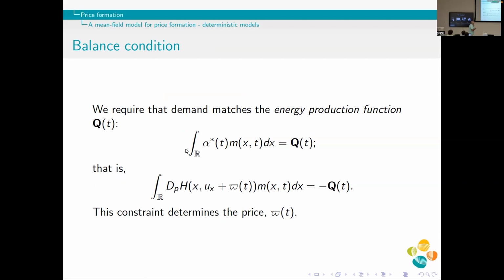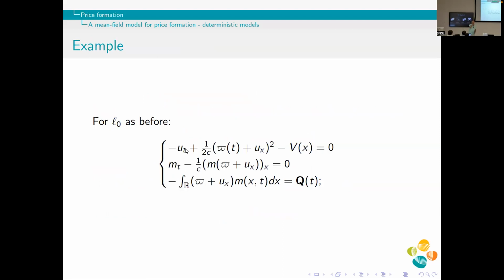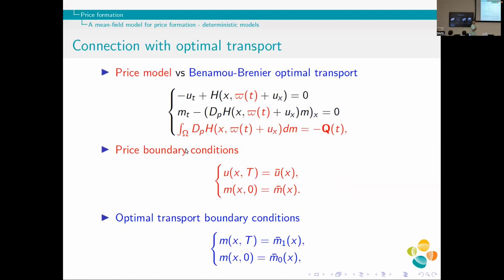And then the last constraint is that, well, you have an optimal trading rate, but you aggregate the trading rates and you require that demand matches supply. So the model that we get in the example is exactly a system of a Hamilton-Jacobi equation, transport equation, together with an integral constraint, and this is the meaning.